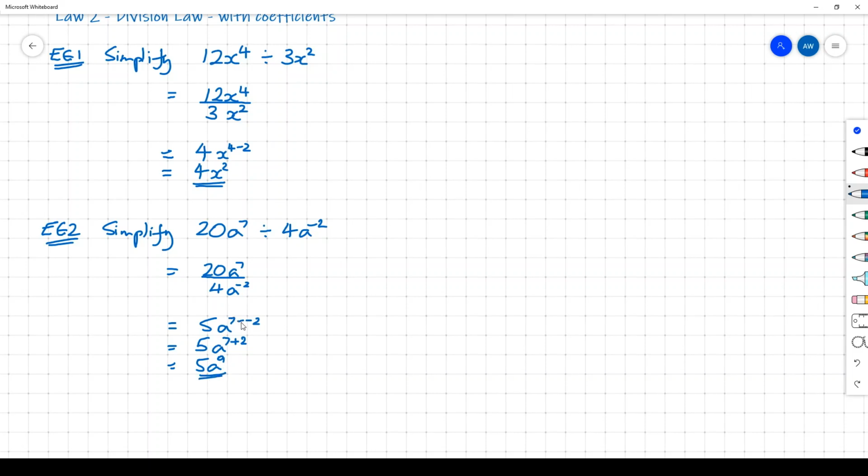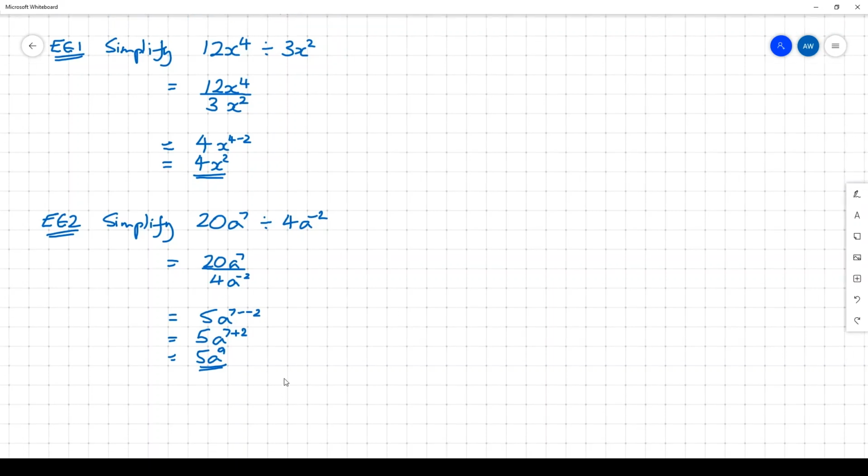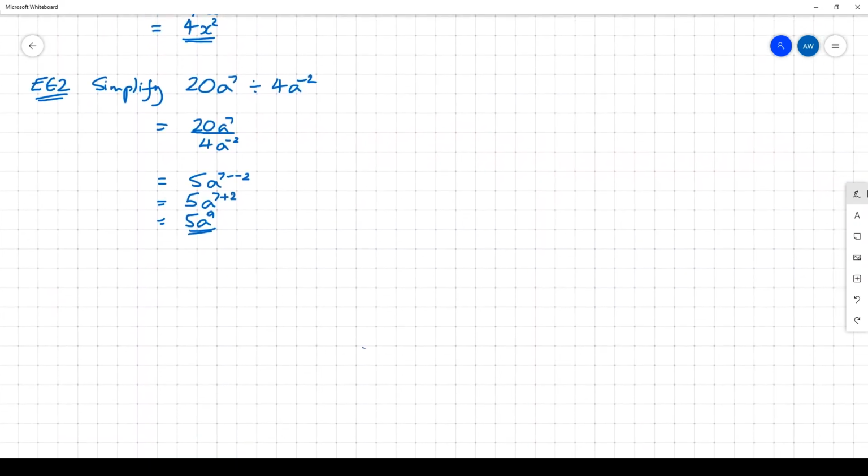So 7 take away minus 2. Remember, that's what we're doing with the powers. The powers are a power of 7 and a power of minus 2. I can use the law because the base is the same. Remember, the base has to be the same. And so with the powers, I have to do the first power, 7, subtract minus 2, which is what I've written there. And subtracting a negative is the same as adding. All right. And one more example to finish.